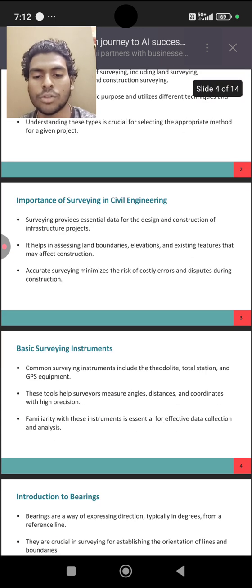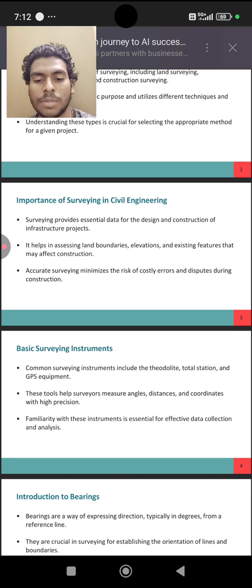Basic surveying instruments. Common surveying instruments include theodolite, total station, and GPS equipment. These tools help the surveyors to measure the angles, distances, and coordinates with high precision.